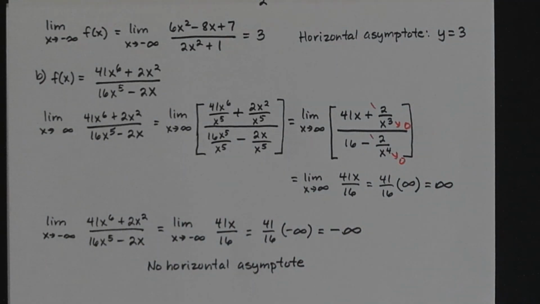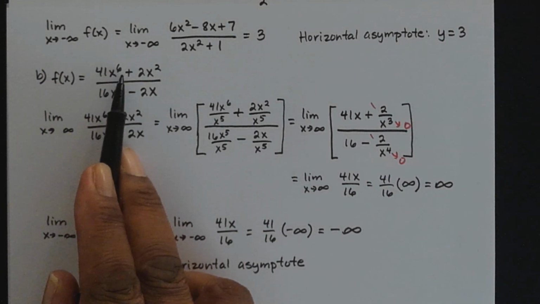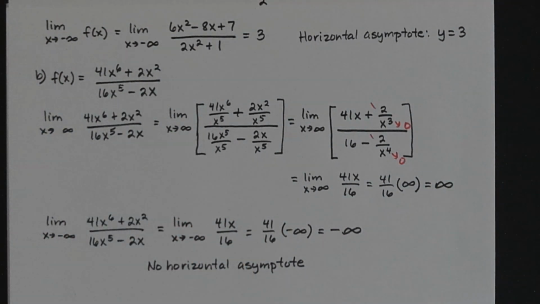Okay? No horizontal asymptote. Now, if you want to, you can say that this does have a slant asymptote because the highest exponent in the numerator is one more than the highest exponent in the denominator. But there you can just say no horizontal asymptote as your answer. All right, question about problem number 7.